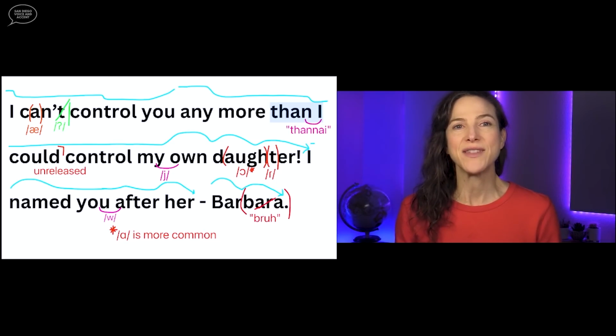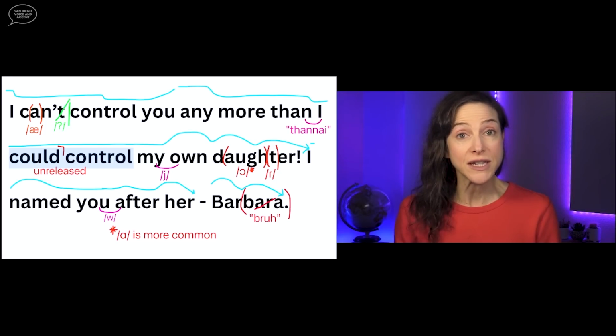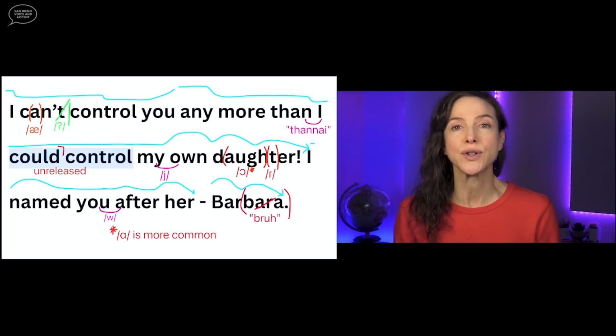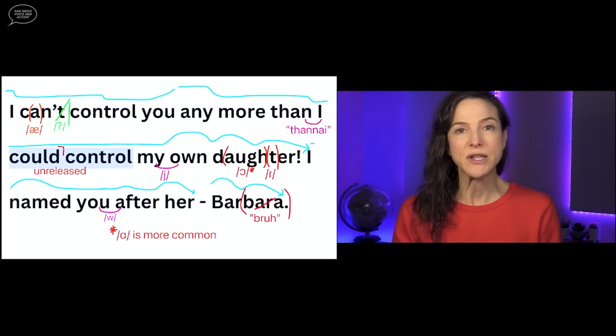Now we have this pesky little unreleased D. So this happens in this link, right? A link between a final D to a consonant, the K sound in the word control. This is tricky, okay? So let me demonstrate what this sounds like. Could control. Could control.